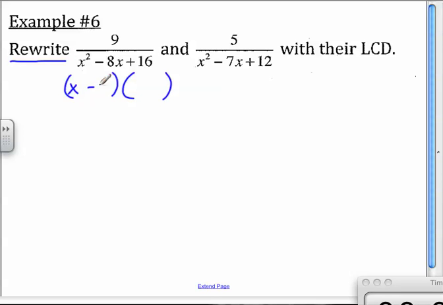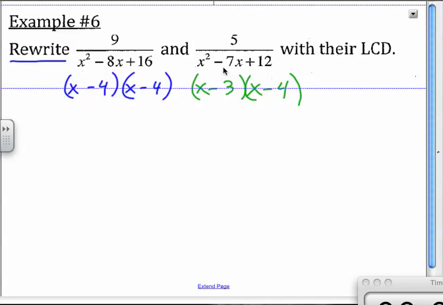This is going to be x minus 4 times x minus 4, because minus 4 times minus 4 gives me positive 16, and minus 4 plus minus 4 gives me negative 8. All right, so that is that denominator factored. And then let's do the second fraction. We're going to get x minus 3 and x minus 4, because negative 3 times negative 4 gives me positive 12, and negative 3 plus negative 4 gives me negative 7.